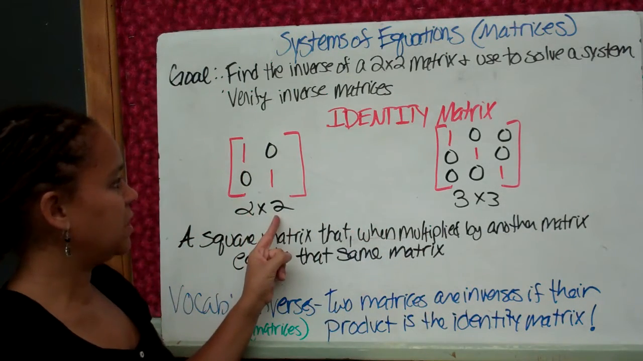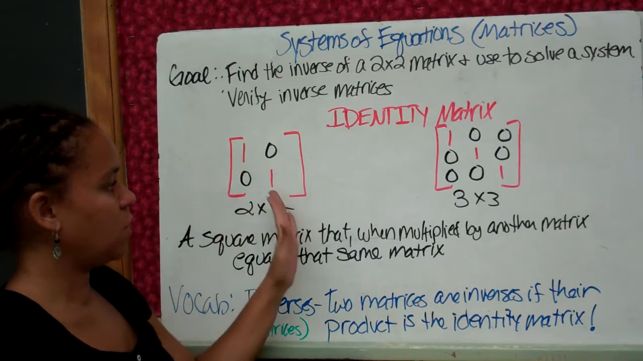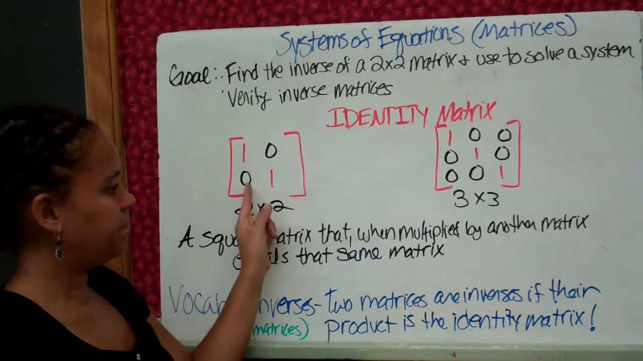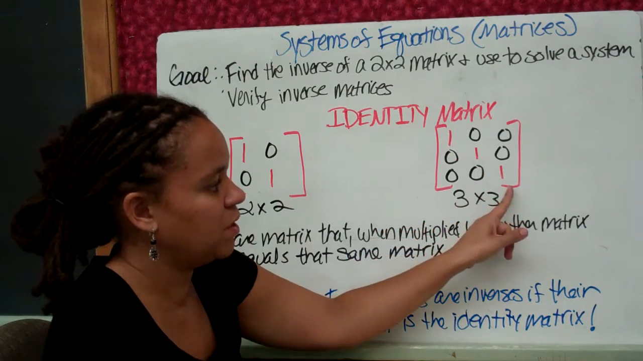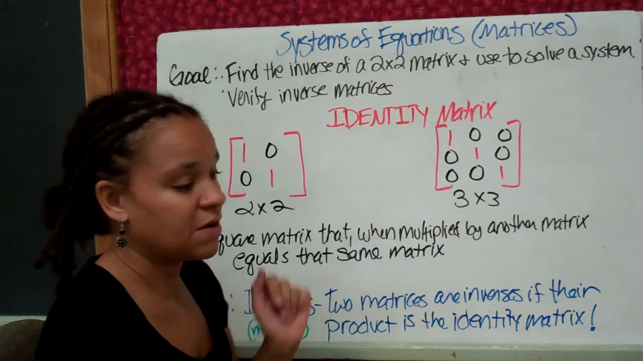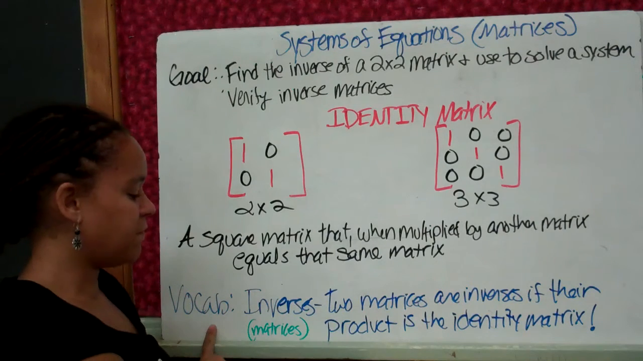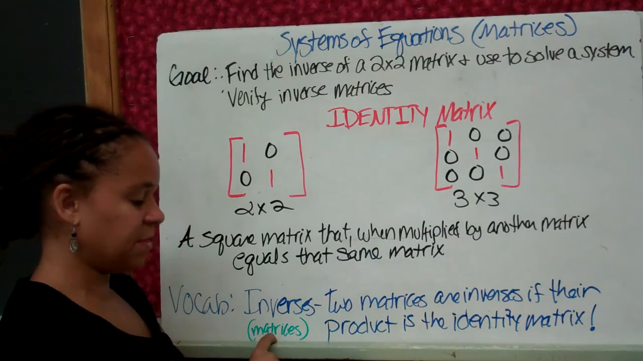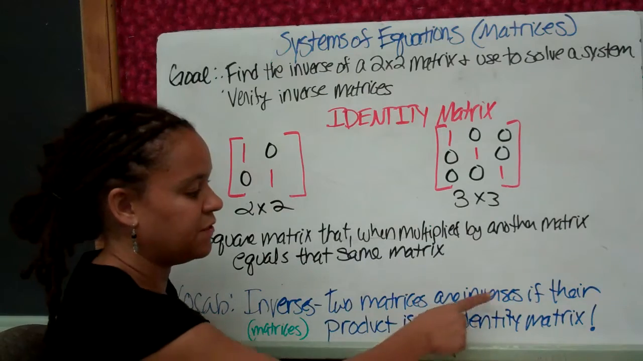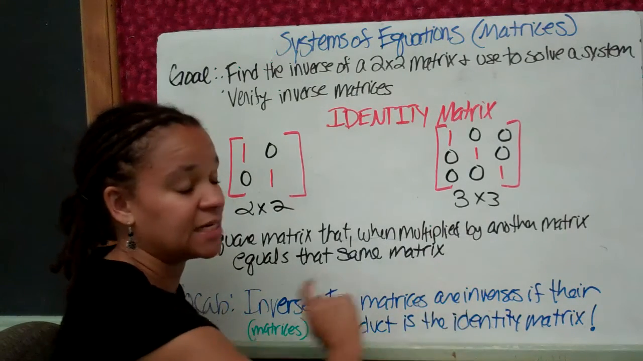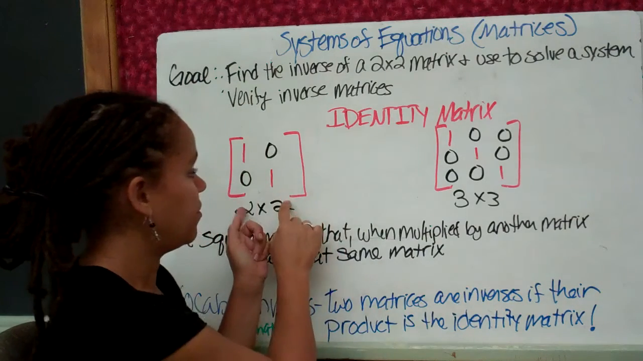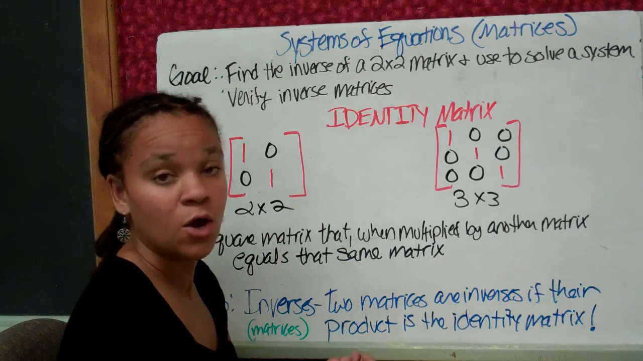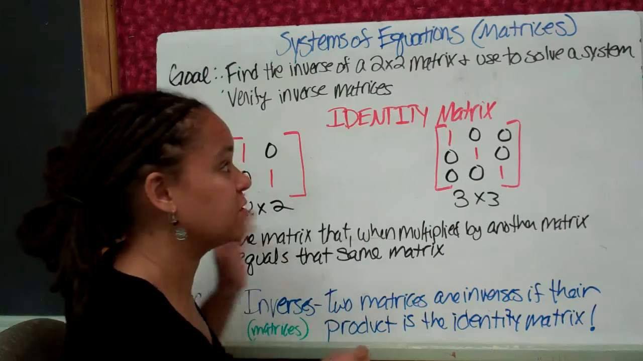A 2 by 2 identity matrix has two ones on the diagonal, and the other places are filled in with zeros. A 3 by 3 identity matrix has 3 ones down the diagonal and zeros everywhere else. A little bit of vocab: inverses. As far as matrices are concerned, 2 matrices are inverses if their product is the identity matrix. So if you multiply 2 matrices together and you come up with one of these, then you can quickly tell and know that they are inverses.